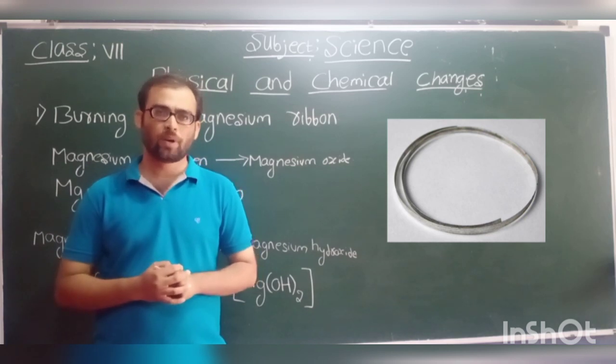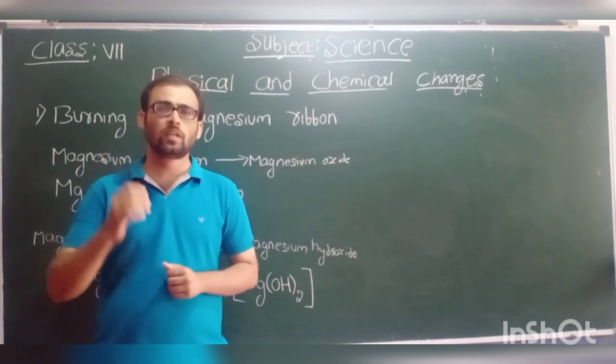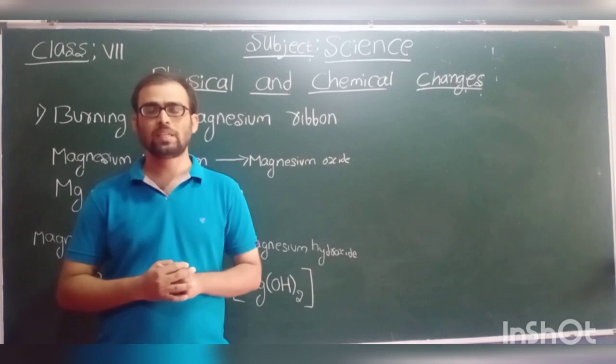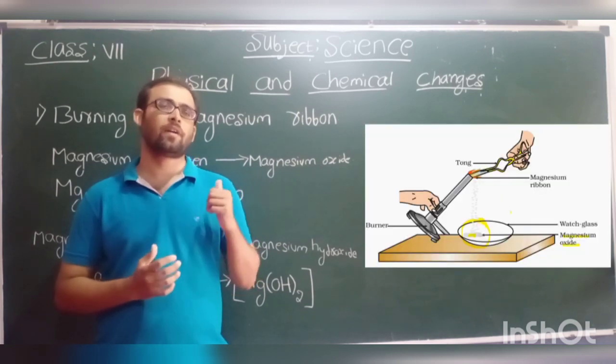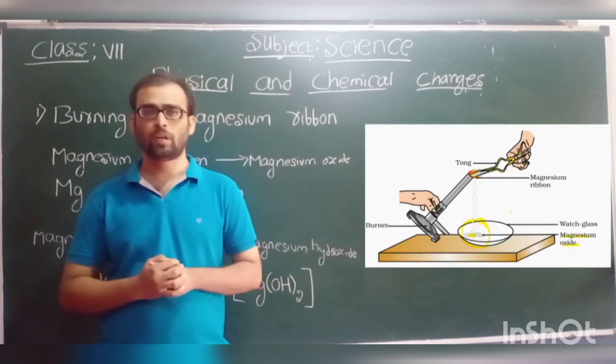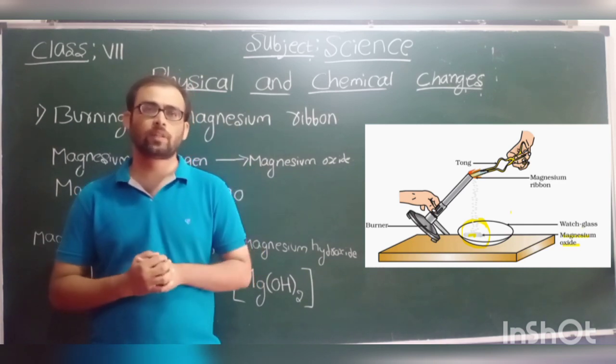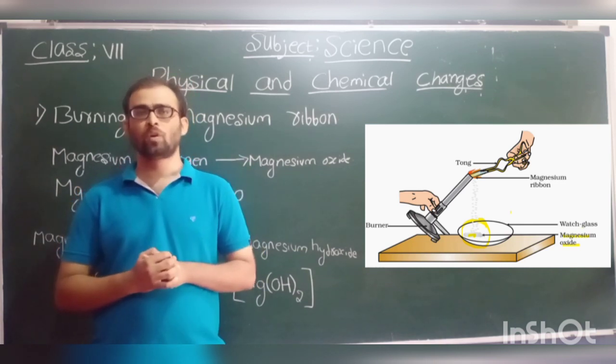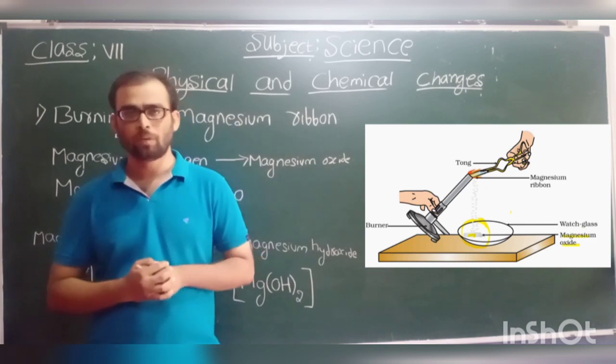Take a small piece of magnesium ribbon, clean the tip of the magnesium ribbon with a sandpaper, and after cleaning the tip of the magnesium ribbon, bring the tip near the candle flame. Okay, so now burn the magnesium ribbon.